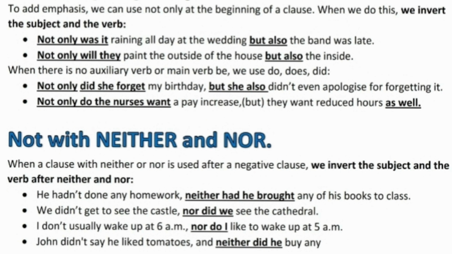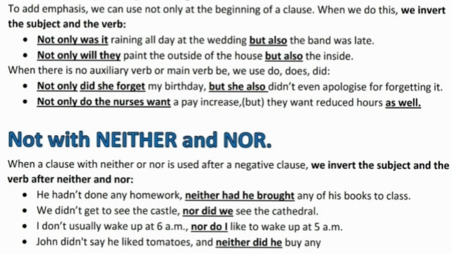When there is no auxiliary verb or main verb, we use do, does, or did. Example: not only did she forget my birthday, but she also didn't even apologize for forgetting it. Or another example: not only do the nurses want a pay increase, but they want reduced hours as well.